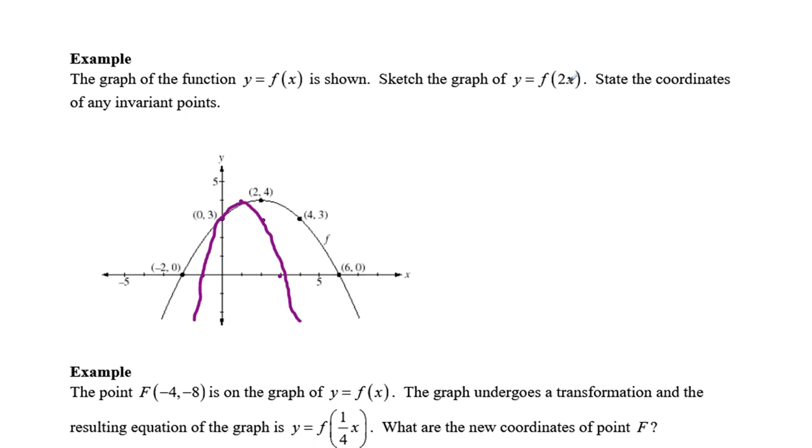Notice y's untouched. X's half of what they used to be. Notice that my invariant point is the y-intercept. How come? Half of 0 is still 0.